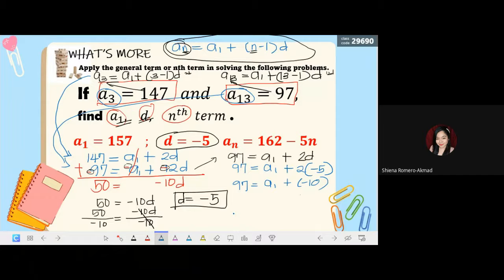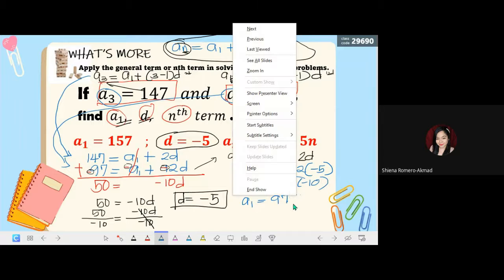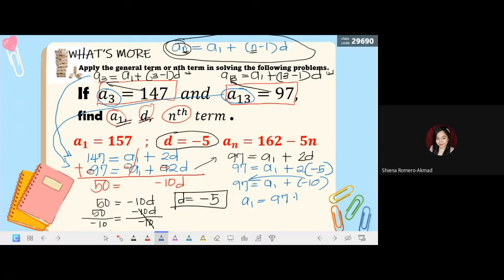So, ano nang gagawin natin next? We will transpose this, combine like terms. So, magiging A sub 1 equals 97 plus 10. Okay? Magiging 107, ma'am. A sub 1 is 107.